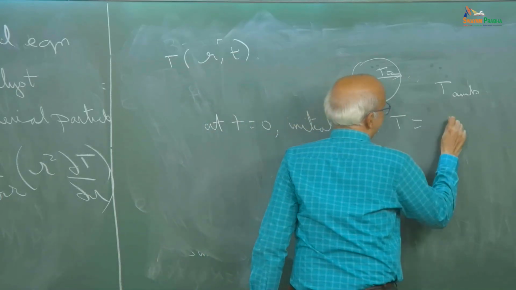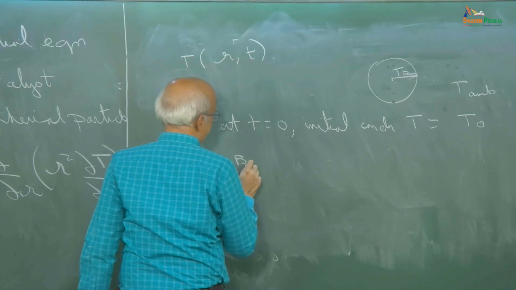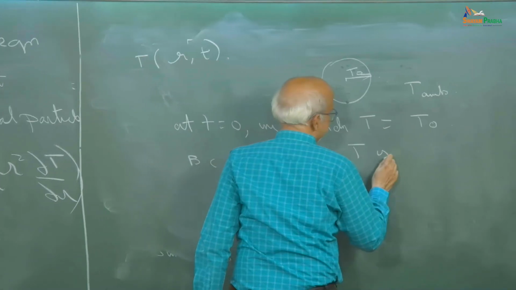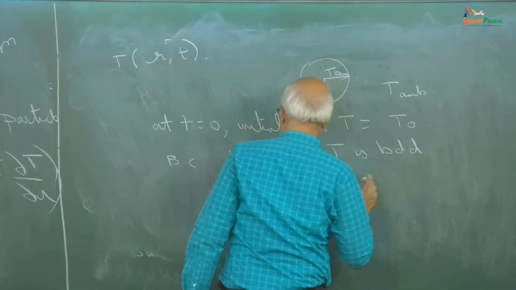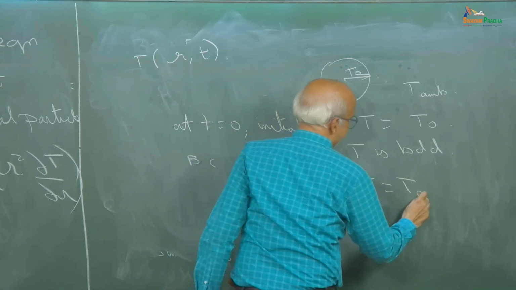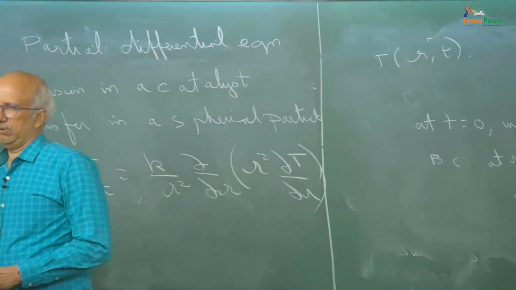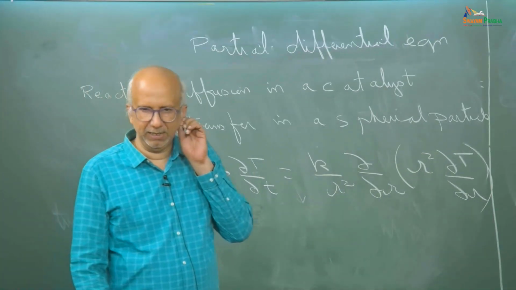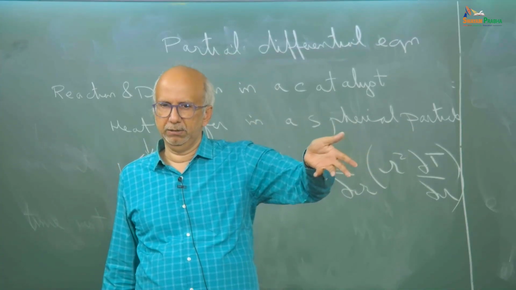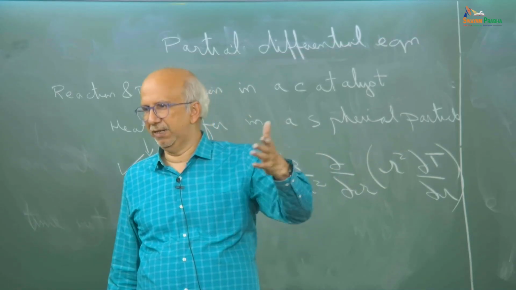temperature is equal to, let us say, T naught, and the boundary condition will be at R equal to 0, temperature is bounded, and at R equals R, let us say the temperature is equal to T ambient. I am just writing representative boundary conditions. We will possibly look at some details later. Basically, I am saying that the heat transfer coefficient is so high that temperature is equal to T ambient. There is no temperature gradient in the ambient liquid.